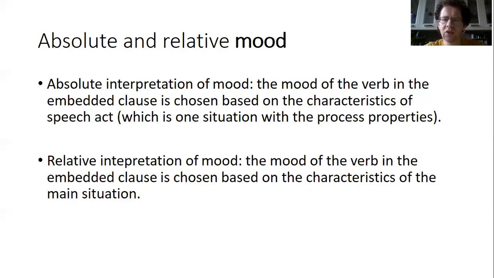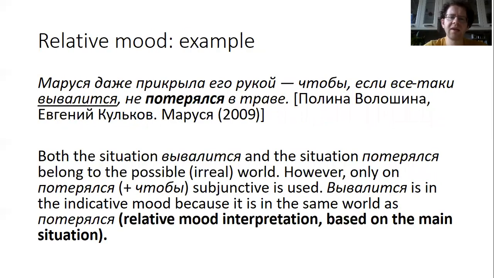In the relative interpretation, the mood of the verb in the embedded clause is chosen based on the characteristics of the main situation. And so if the main situation has already been irreal, in the relative interpretation, the mood of the verb in the embedded clause shifts the situation to an even more irreal world than the main clause. An example of the relative mood. Маруся прикрыла его рукой, чтобы, если вывалится, не потерялся в траве.